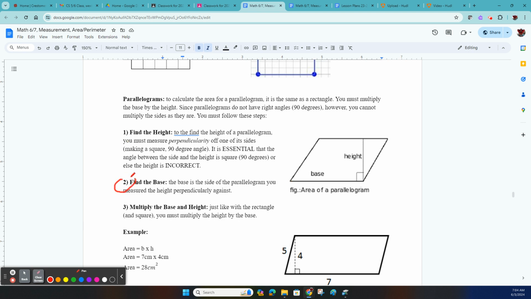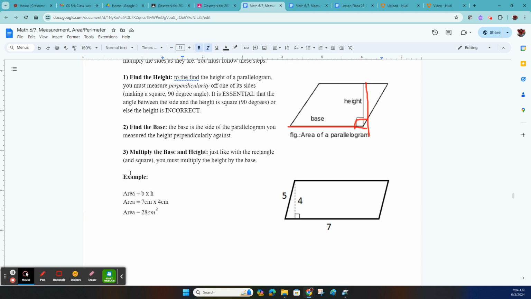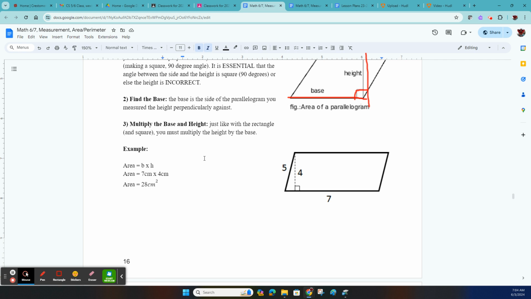Step 2, you're going to find the base. And again, we know it's their base and their height if they're forming 90 degrees. Okay, next step, we're going to multiply the base and the height, just like your rectangles. And then you're going to have your answer. So here's your example. Parallelogram here. Notice its sides are 7 and 5. Okay, we're going to call 7 the base because it is what's forming that 90-degree angle with our height on the inside. 5 doesn't matter to me right now. I don't care about it because I'm calculating the area.